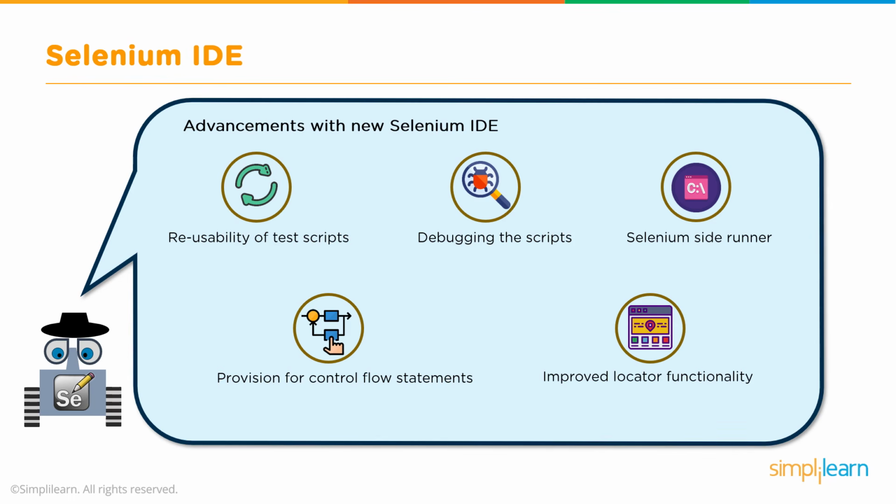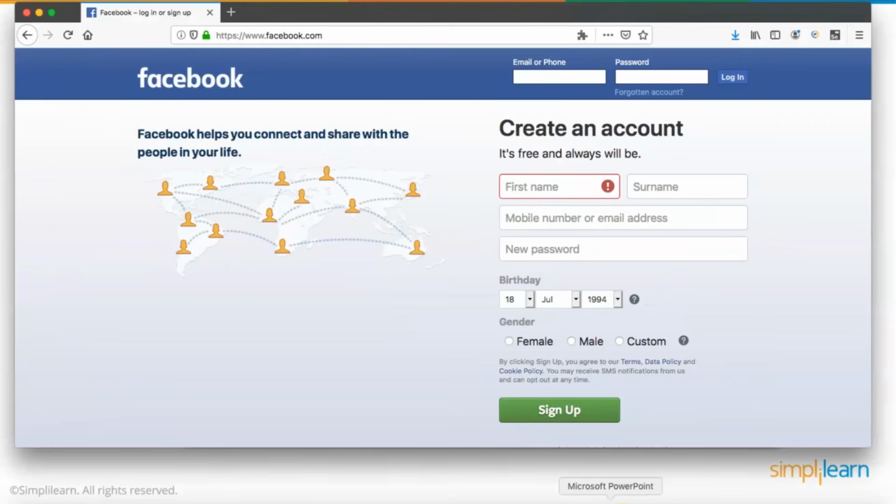So let's look at how this IDE looks and how we install it and start working on it. For that, let me take you to my browser. Let's go to the Firefox browser. On this browser, I already have the IDE installed. When you already have an IDE installed, you will see an icon here which says Selenium IDE.